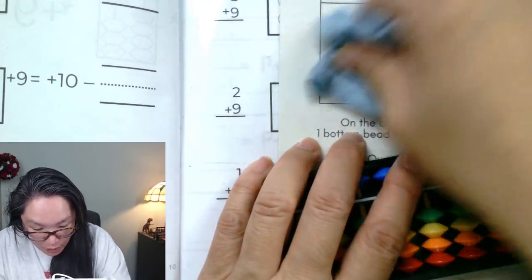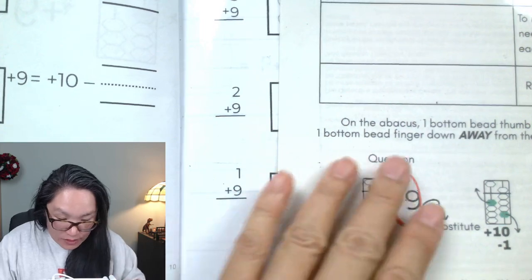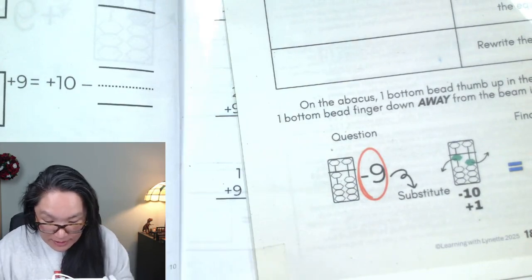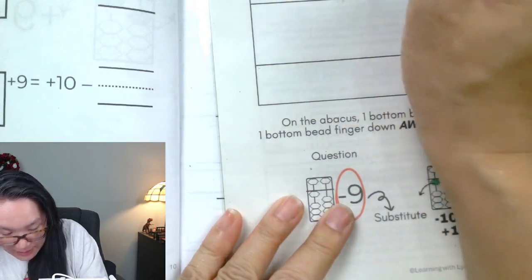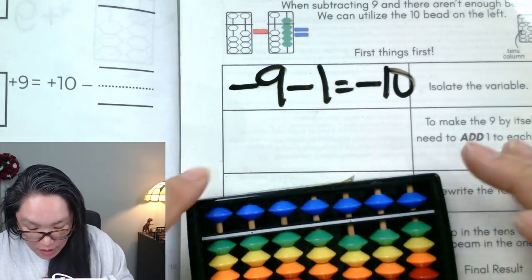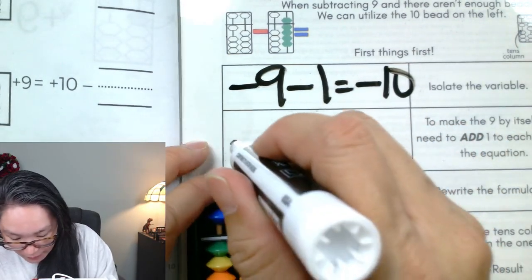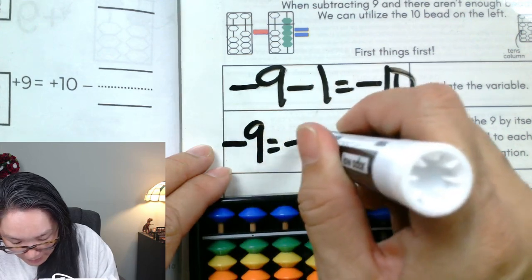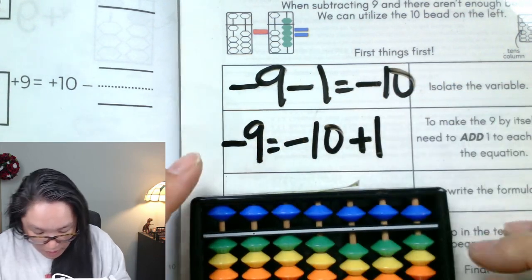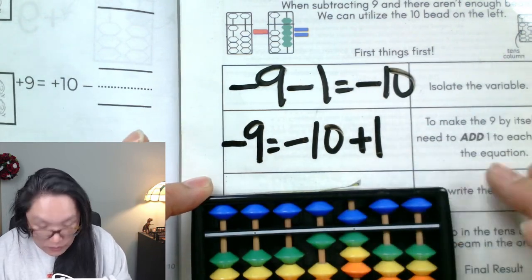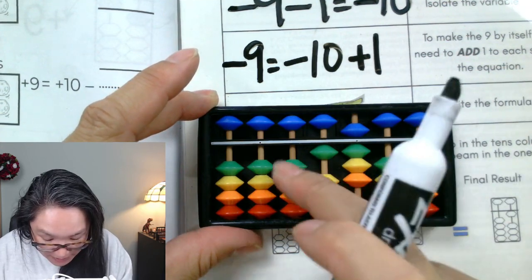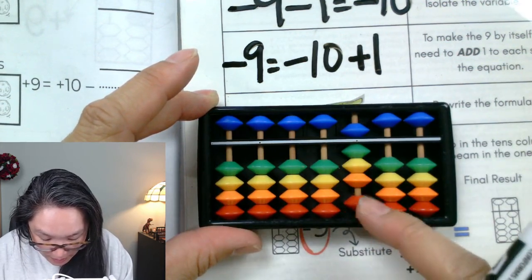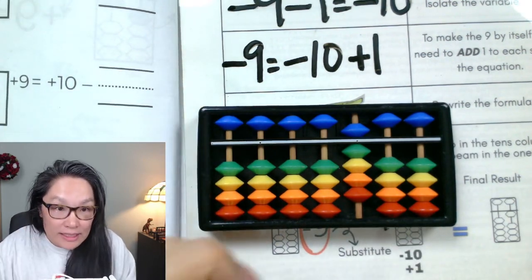Now what about the minus? Well, we know the minus, right? Minus 9 is equal to minus the 10 plus the 1. And look, it's still very familiar. So when we have 18 and I want to take away 9, I need to minus the 10 and plus the 1. So my final answer is 9.